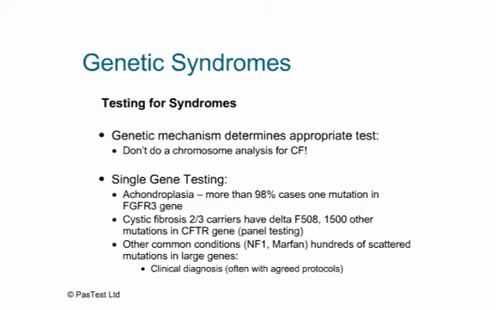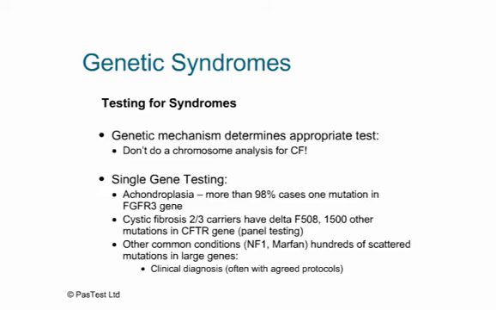When questions come up about testing for syndromes, the underlying basis of which test to use for which syndrome is, of course, the genetic mechanism that's causing it. So you don't do a chromosome analysis to look for CF, because CF is due to single point mutations, usually in the CFTR gene, which are completely invisible to the light microscope, and so you'll just see normal chromosomes when you do chromosome analysis in a CF case.